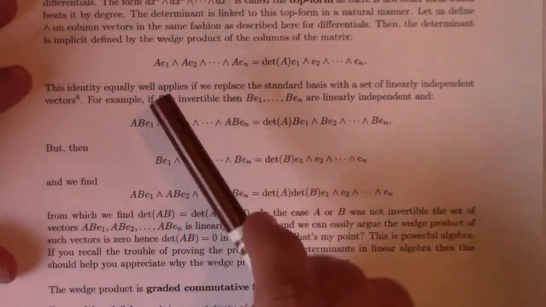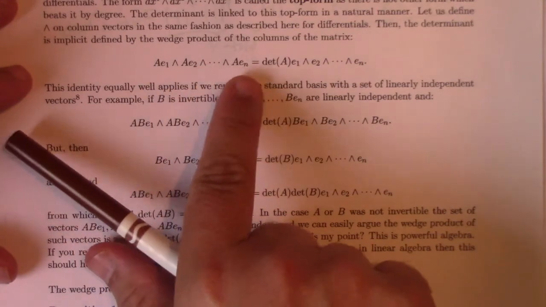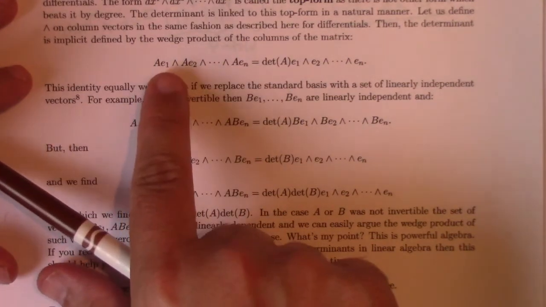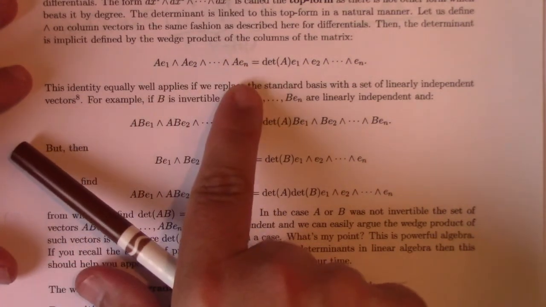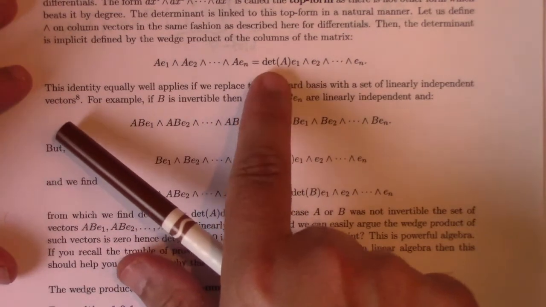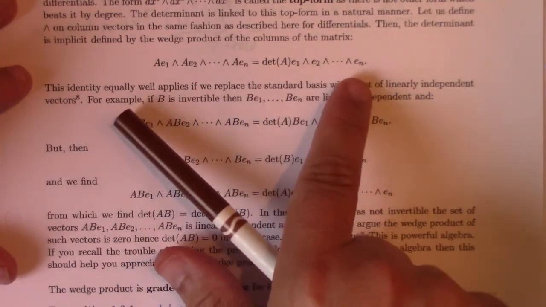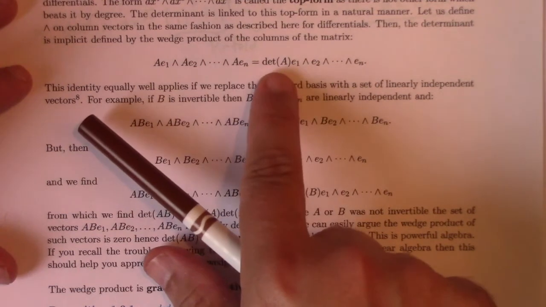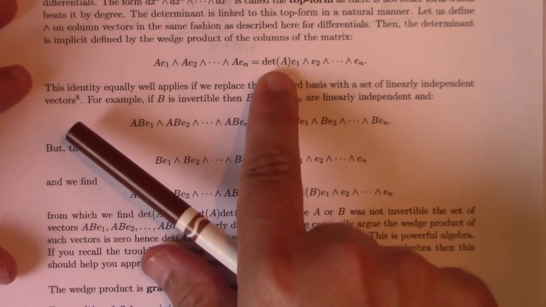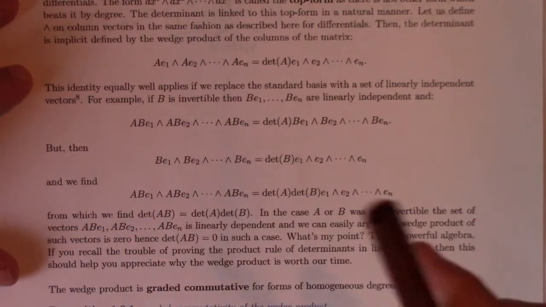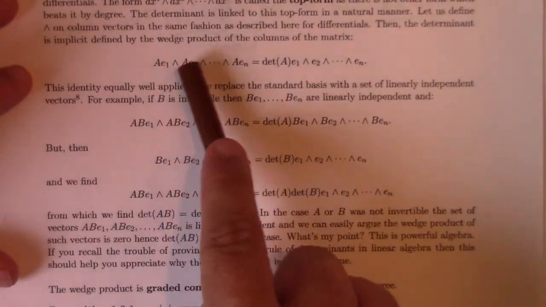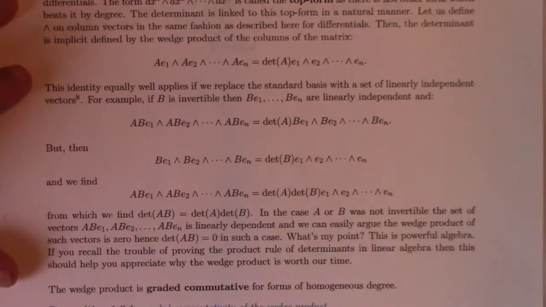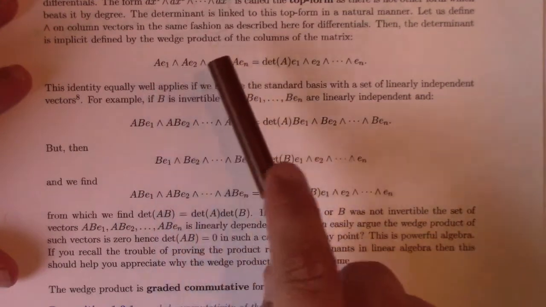If I take this, AE1 would be like column 1, column 2, column n. If I take the wedge product of the n columns of a matrix, then the coefficient of the top form E1 through En, right, that coefficient is the determinant. You see this has the right properties to be the determinant. If I switch the order of the columns, I get a minus, you know. If any 2 columns, you can prove another thing.